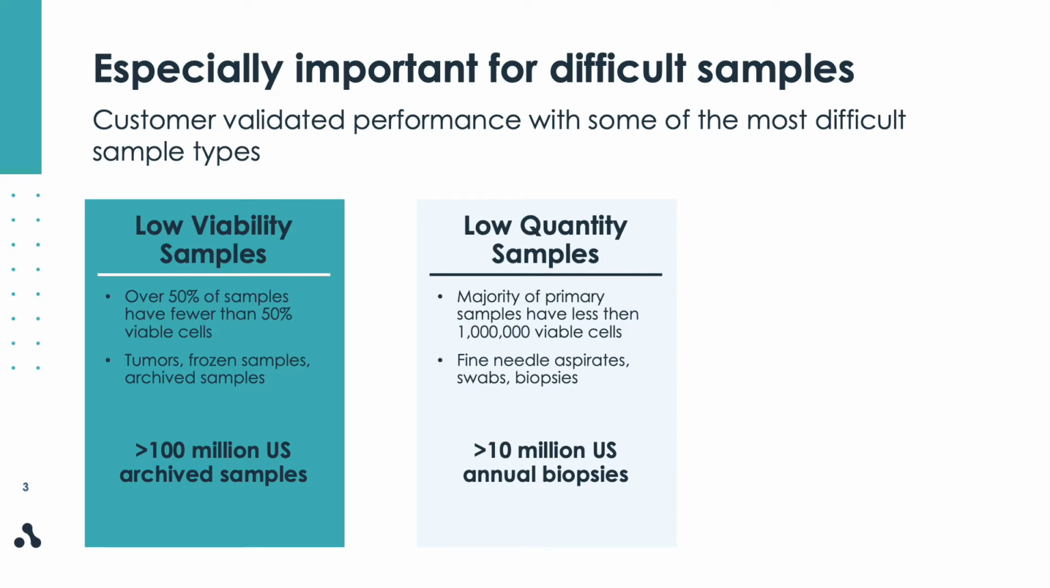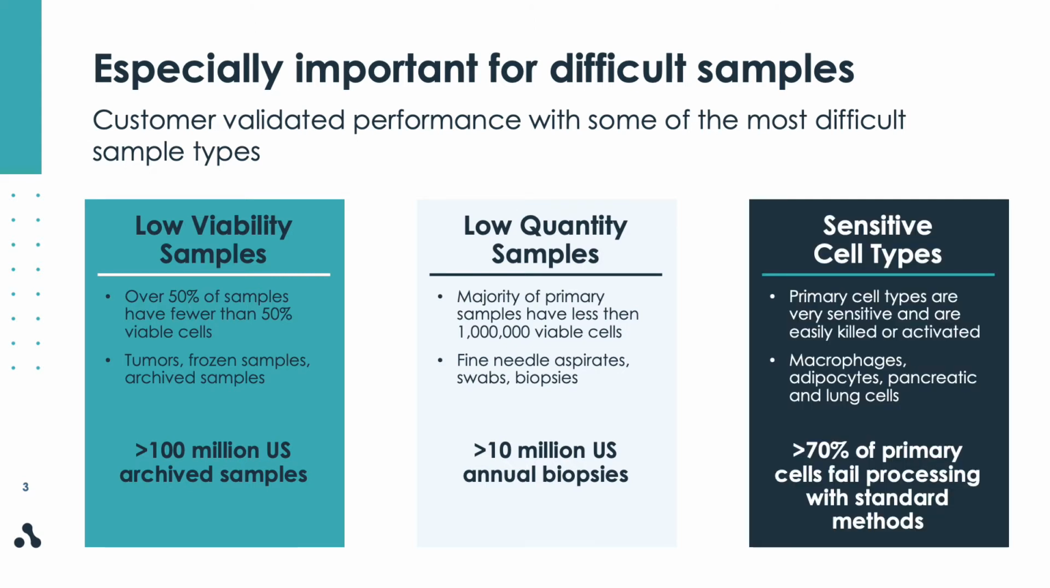This is a great area of interest because some of the most valuable primary samples, things like biopsies, fall into this category where you have very few viable cells to start off with, and as a result are unable to successfully analyze them, regardless of how advanced your analysis method is.